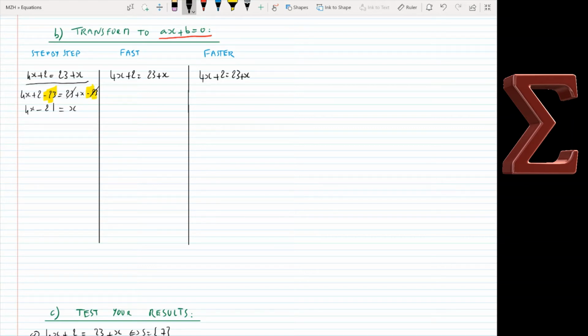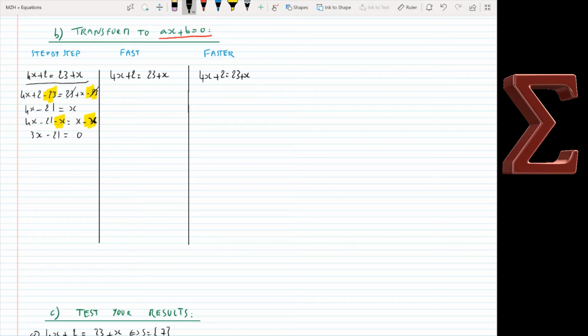So I will subtract x on both sides. 4x minus 21 minus x equals x minus x. Am I maintaining equality? Absolutely, because once again, I am subtracting the same value on both sides. Now I can develop further. 4x minus x equals 3x, minus 21 equals 0.